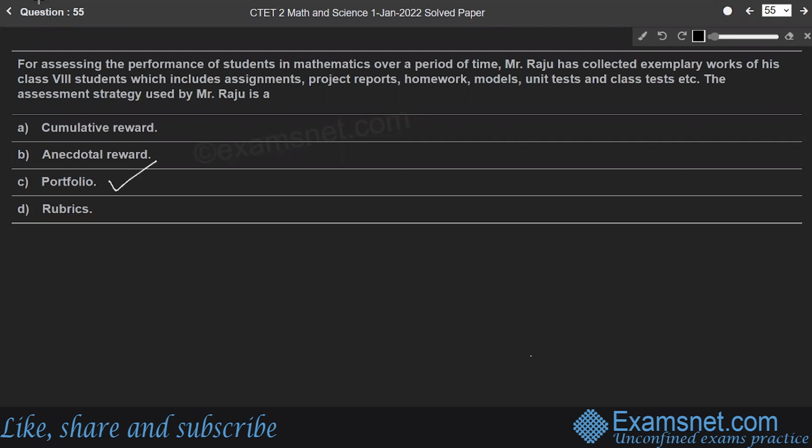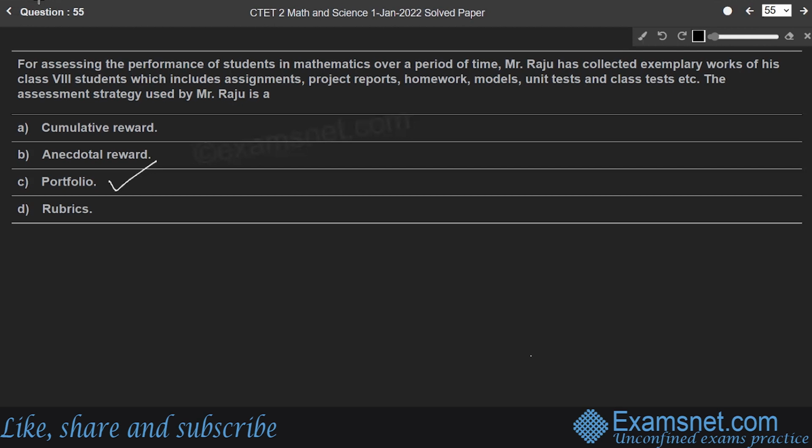Okay, so portfolio assessment is a collection of students' work that are associated with standards you are required to learn. This collection of work is often gathered over a long period of time to reflect what students have been taught as well as what students have learned. Okay, so a portfolio can include classwork, artistic pieces, photographs, assignments, project reports, homework, models, unit tests, class tests, and a variety of other media, all demonstrating the concepts that students have mastered.